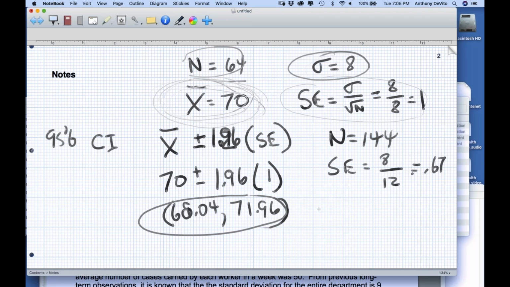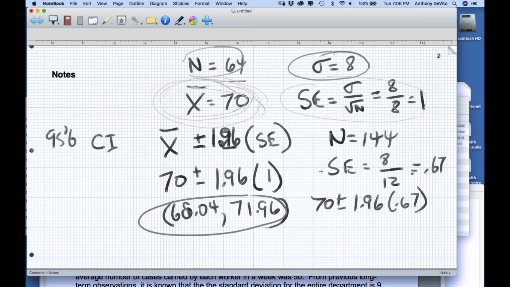So now what's going to happen? Well, it's going to be 70 plus or minus 1.96 times 0.67. Since my sample size is bigger, my standard error is smaller, and my confidence interval is going to be narrower. It's still a 95% confidence interval, but now it's a narrower range of numbers because of the sample size.